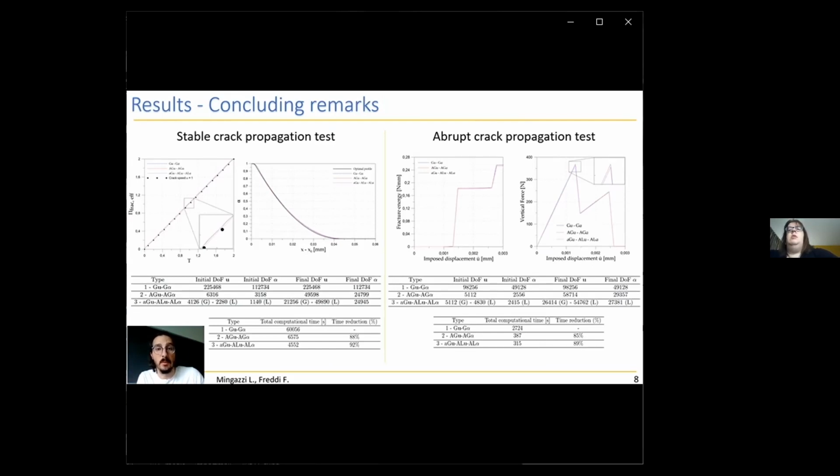For the abrupt crack propagation test are reported instead the diagrams for the fracture energy and the vertical force, both showing good agreement between the refinement strategies and the standard procedure. Moreover, below are reported the degrees of freedom and the time required to run the complete simulation, showing an increase of performance ranging between 85 and 92%.